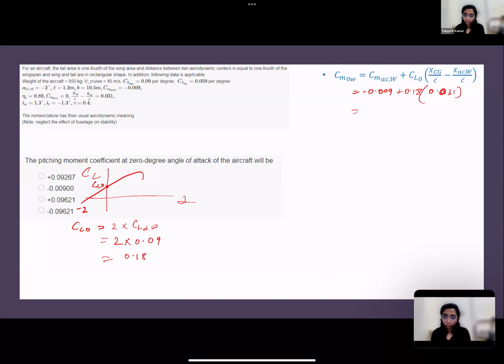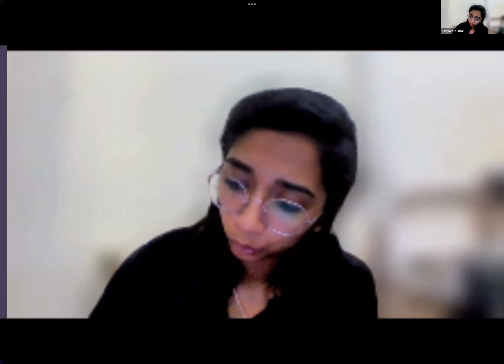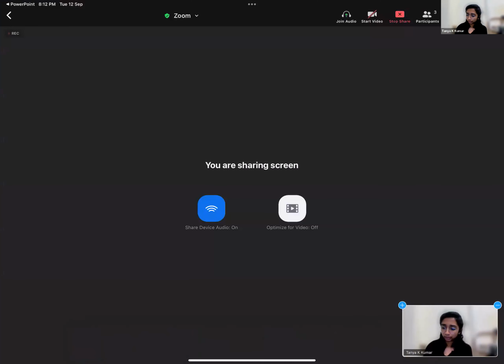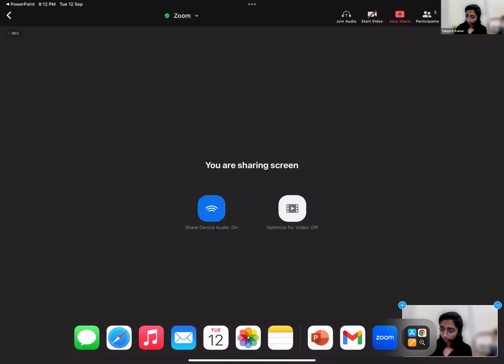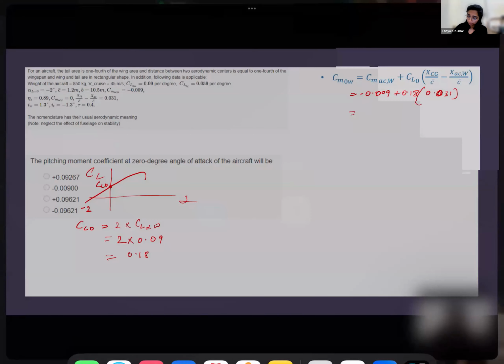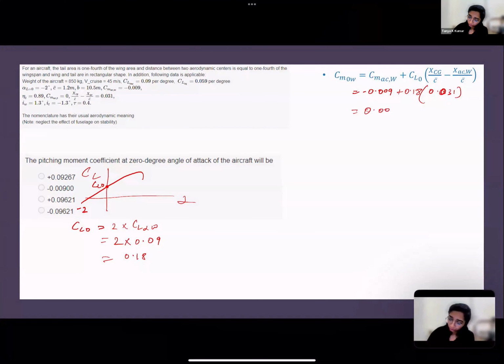So it's 0.00342. Okay, just a minute. Zero point zero zero three four two. All right. Next, you need to find out CM naught of the tail. Do you remember what the formula was for CM naught tail? Let me just bring that in. So this is the formula for CM naught tail. How do we go about doing this?